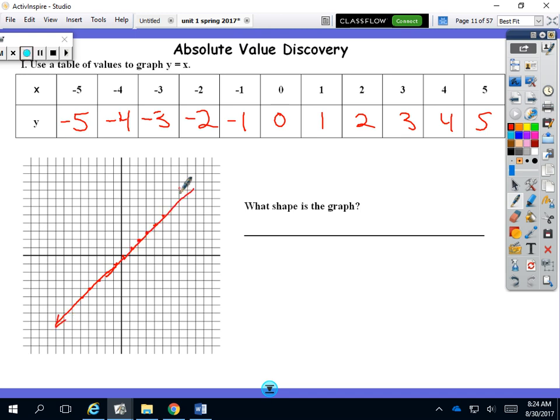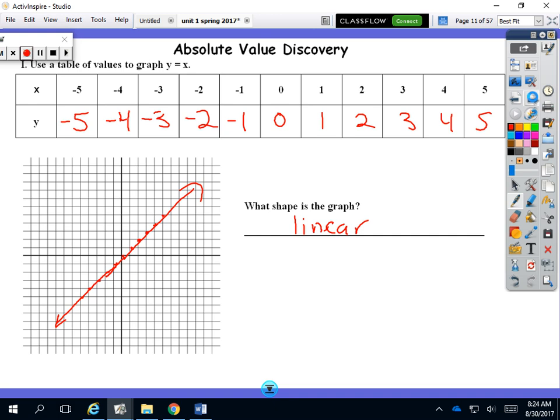Sorry for my messy writing. We get a straight line. And so this is a linear function. So this is the first function you're going to graph on your worksheet. If you need to pause the video while you graph it, that's fine.